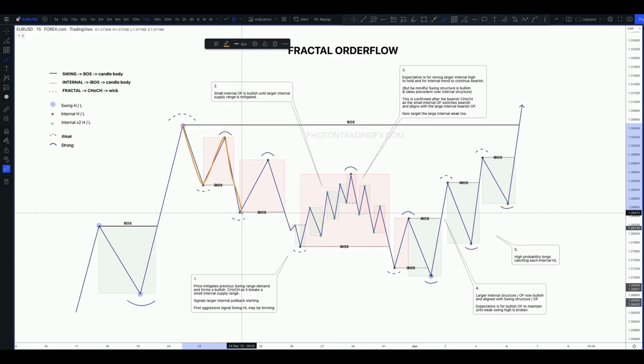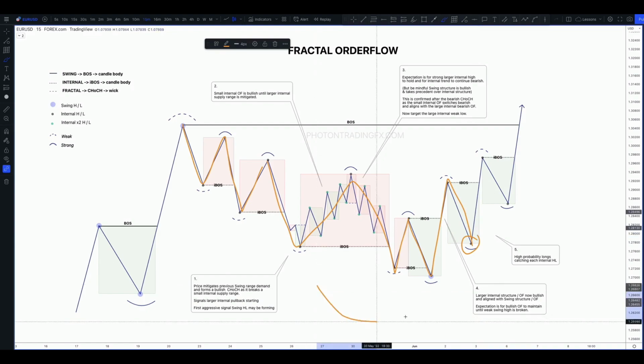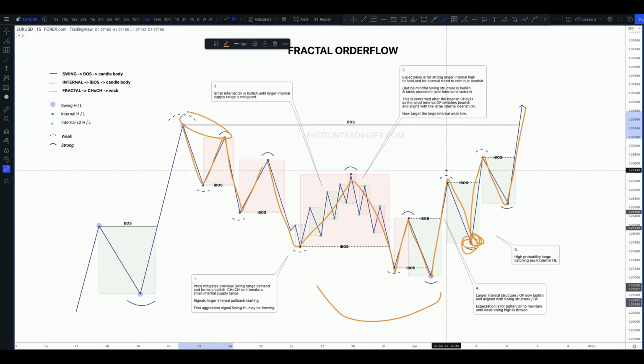So you can see it comes down and mitigates the prior range, right? It comes down, mitigates the prior range, and it comes down. Then it shifts bullish, right? And then this moment here is when the internal structure is aligned with the overall swing structure. And this area becomes your highest probability buy because it's all aligned. And then we expect those bullish demand ranges to hold until the weak high goes. And then we would repeat this whole cycle again and again and again, right? And that's what we expect.